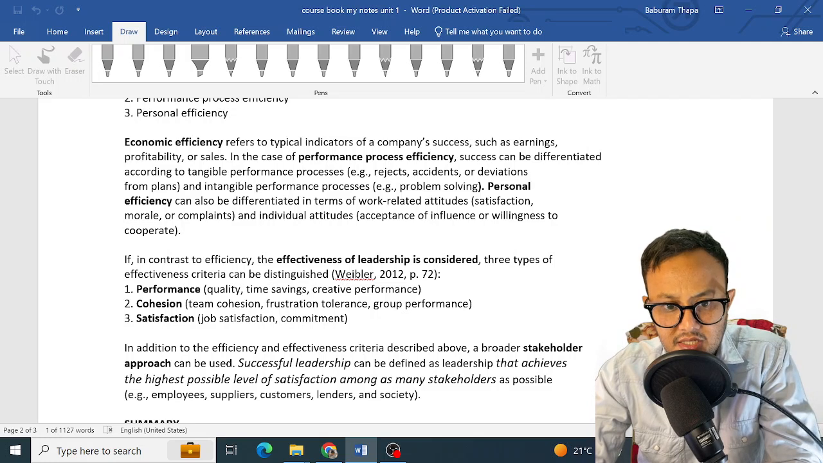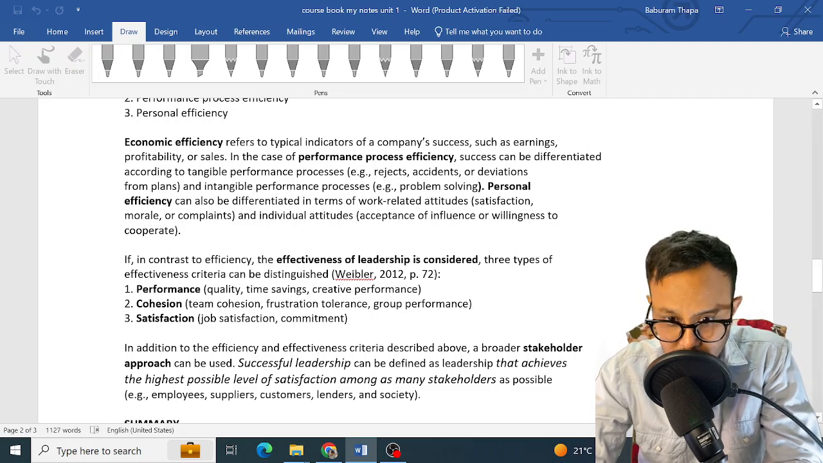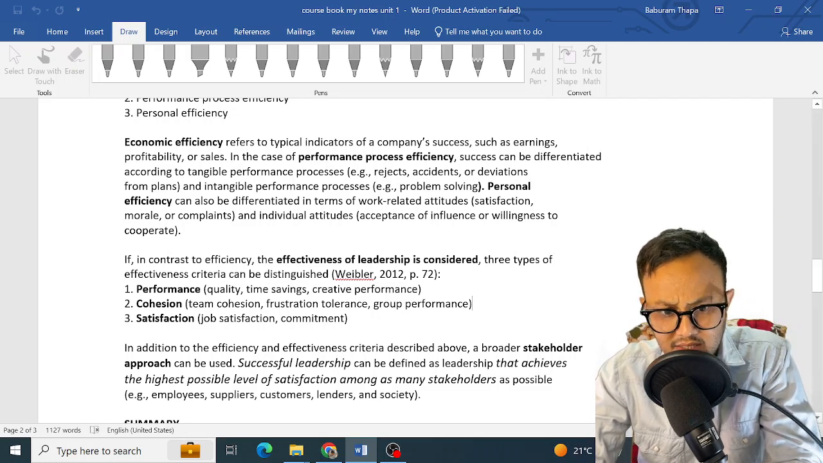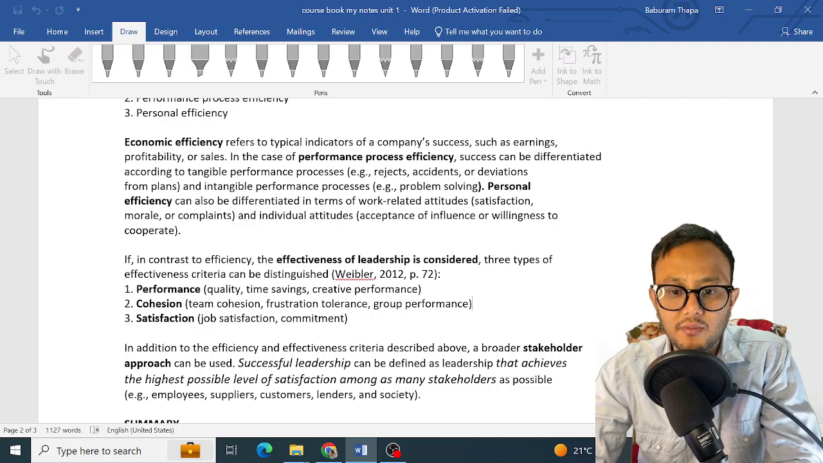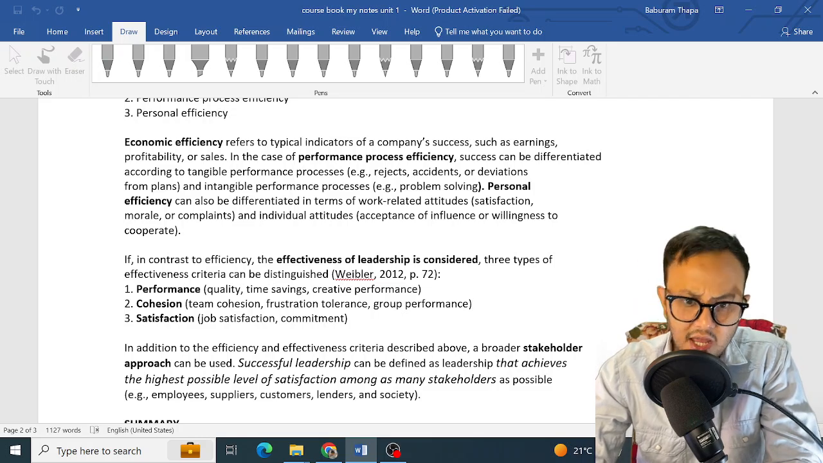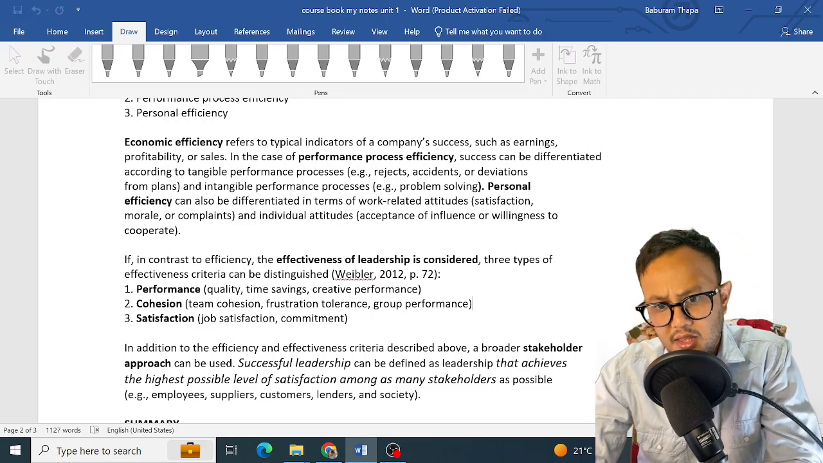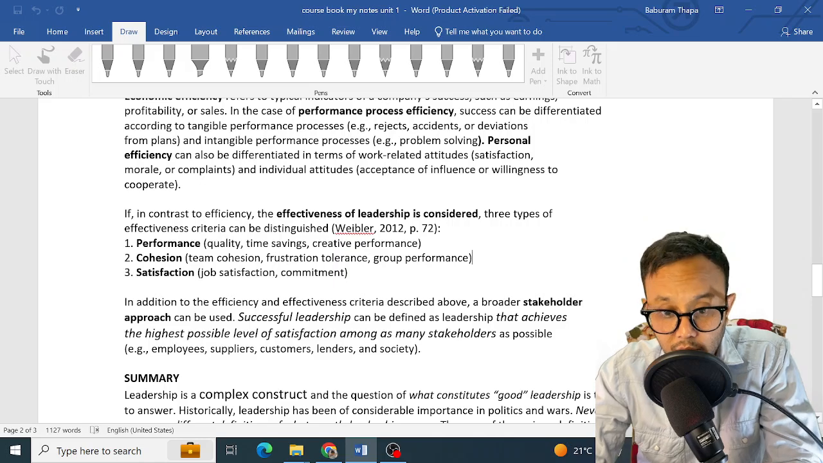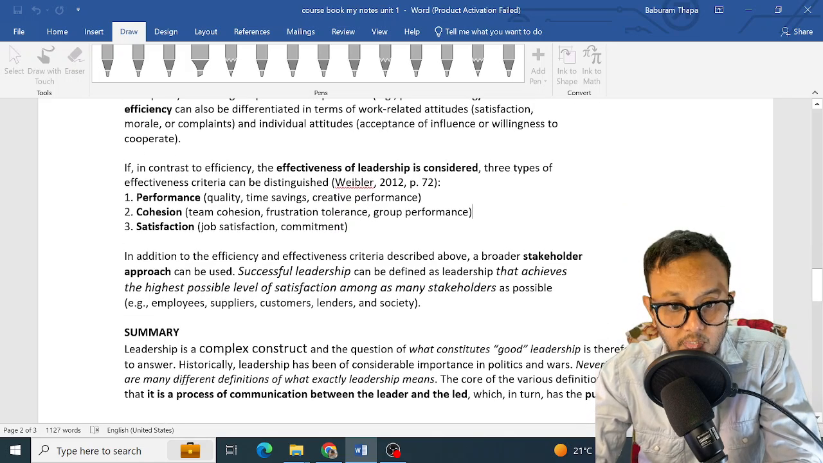So we have seen economic efficiency, performance efficiency, and now let's see the personal efficiency, which can also be differentiated in terms of work related attitudes. So personal efficiency can be work related attitudes, that is satisfaction, morale, or complaints, and individual attitudes, that is acceptance of influence or willingness to cooperate.